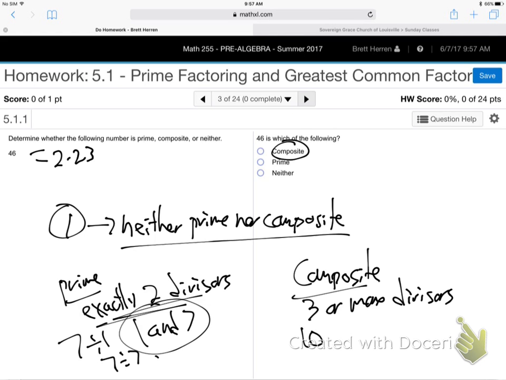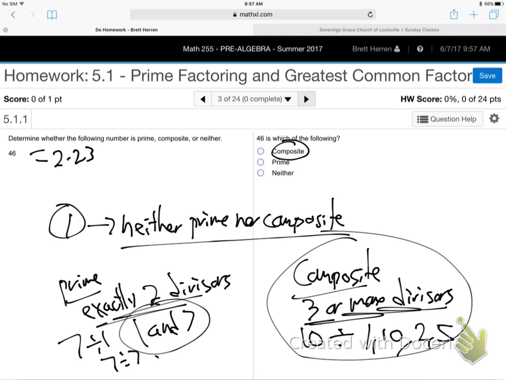And a composite is when you have 3 or more, like 10. 10 is composite. Why? There's 3 or more things that go into 10. What can 10 divide by evenly? Well, 1 and 10, of course. And what else? 2, 5. It's got 4 things, so that makes it composite. Composite means 3 or more things go into it. Prime means exactly 2 things divide into it.